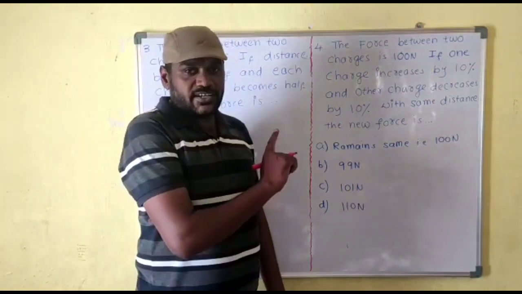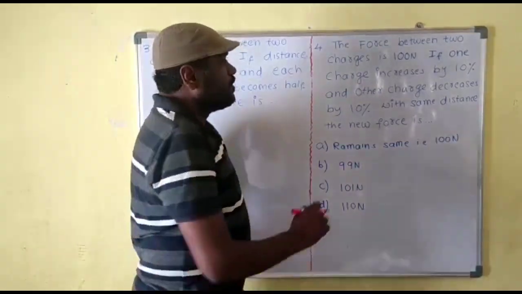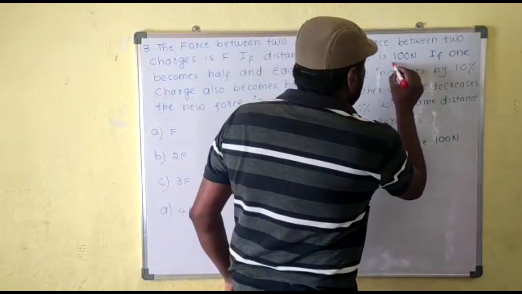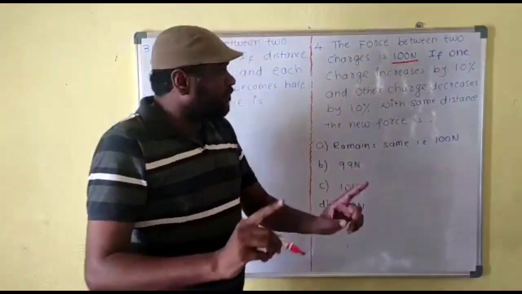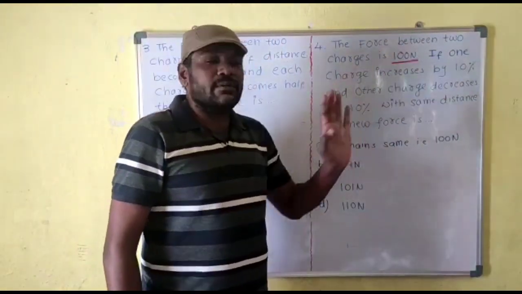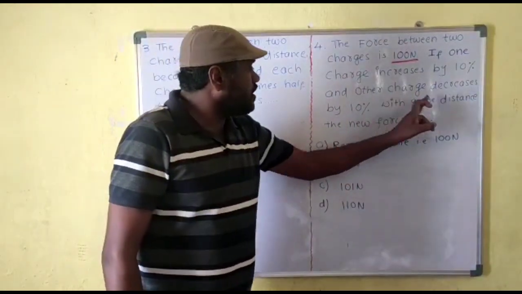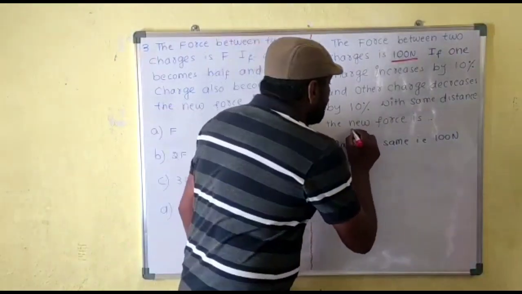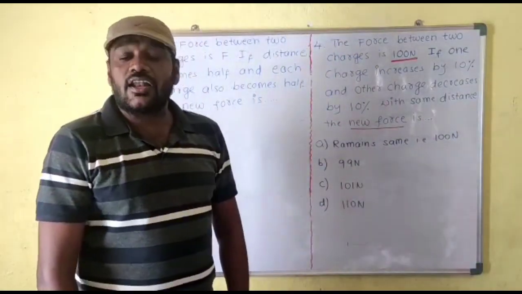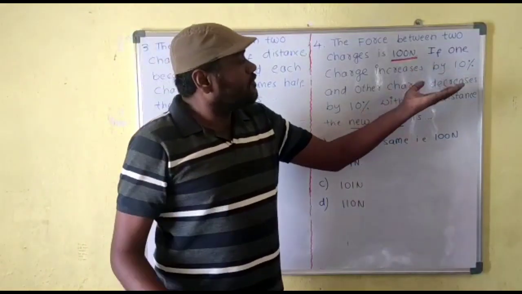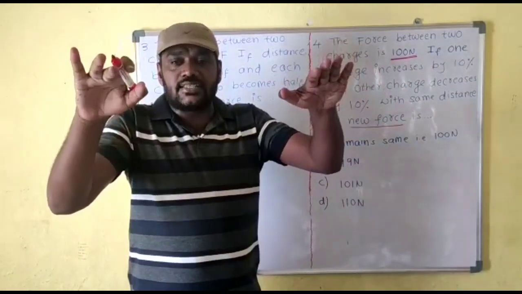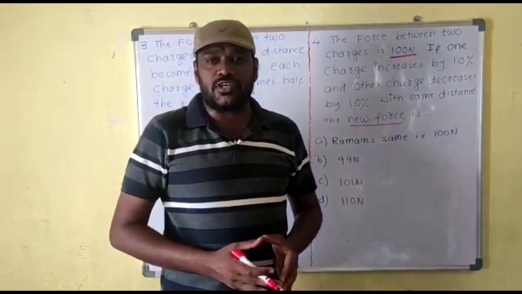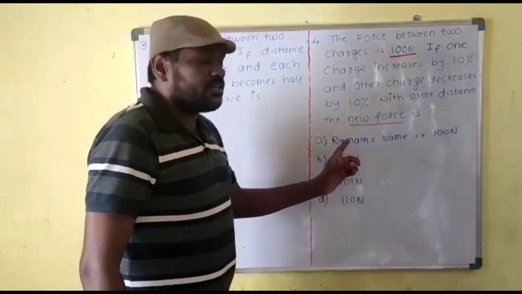Second question, a somewhat interesting and thought-provoking question. The force between 2 charges is 100 Newton. If one charge increases by 10% and the other charge decreases by 10% with the same distance, then the new force is what? All of you think that, sir, the first charge increases 10% and at the same time the second charge decreases by 10%. I know what you will think, but I want the answer. Please all of you solve it.